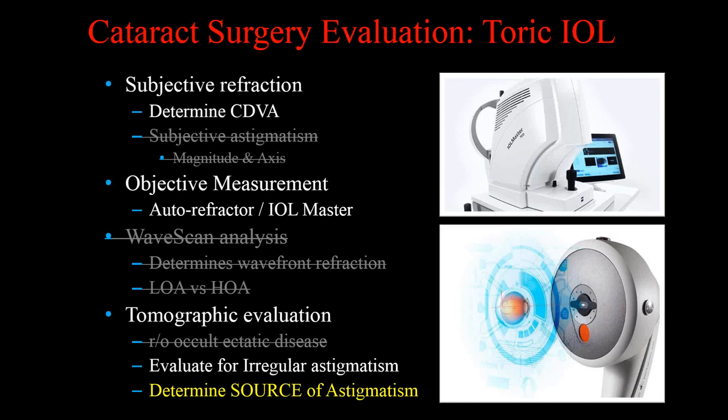The autorefractor, again, will be influenced by the cataract. We can't do wave scan analysis again for the same reason. You can, but you can't use it to determine the amount of astigmatism that you want to correct, and you can't use it to determine low order and higher aberrations, again, because they're all influenced by the cataract. We do tomographic evaluation not so much to rule out occult disease, but to evaluate for irregular astigmatism, and really the most important point is to determine the source and magnitude of the astigmatism that we're going to try to correct. This is very, very different than what we do with our refractive surgery patients.